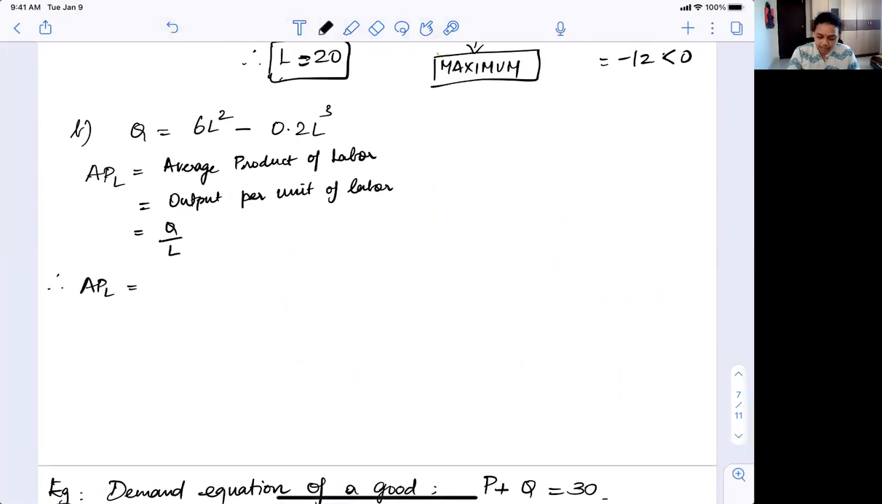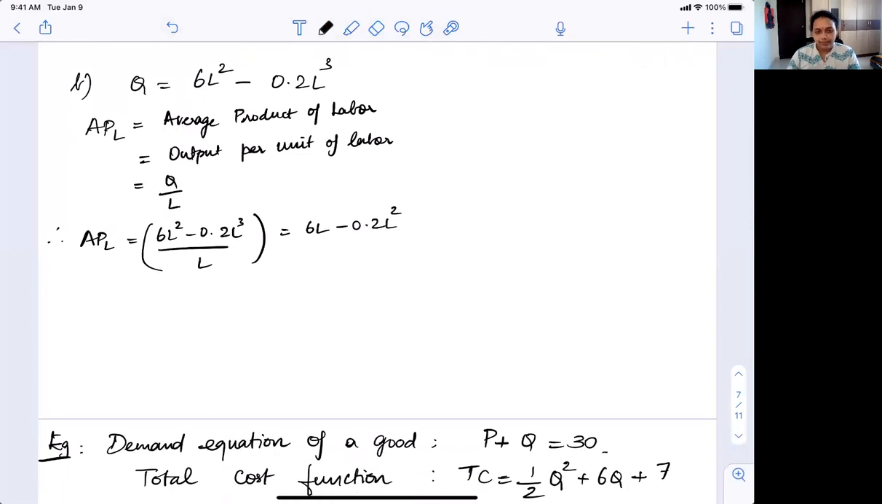APL is now going to be 6L squared minus 0.2 L cubed, divided by L. And that is just 6L minus 0.2 L squared. Now we want to find the value of L that maximizes this APL. So to do that, we first take the derivative of APL with respect to L, and we set that equal to 0.